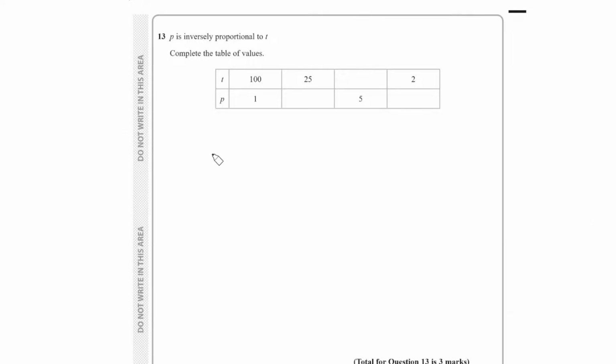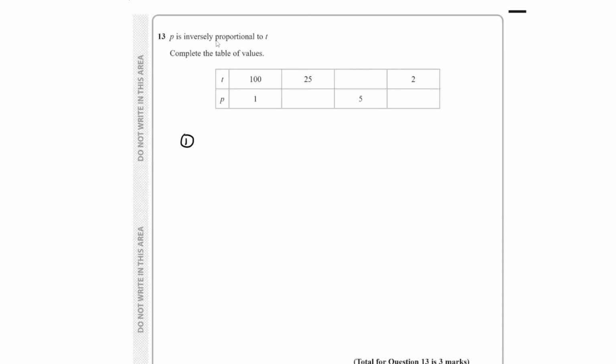Okay, let's get on with question 13. So this is actually a really nice one if you're happy with proportion. So P is inversely proportional to T. We need to complete the table of values. So proportion questions tend to always be structured, or at least you're working out should be structured, in 3 steps. Step 1 is always the equation, the formula. You have to have this memorized, right?